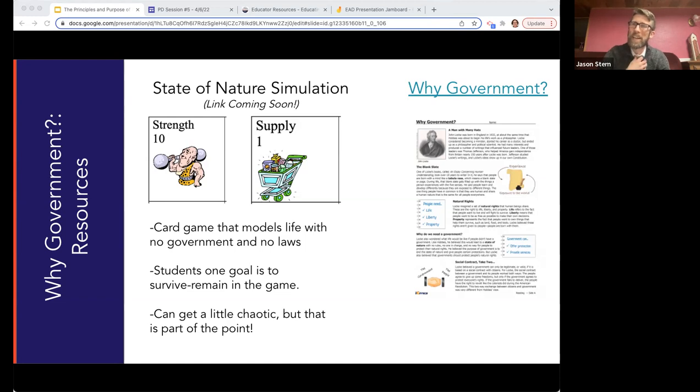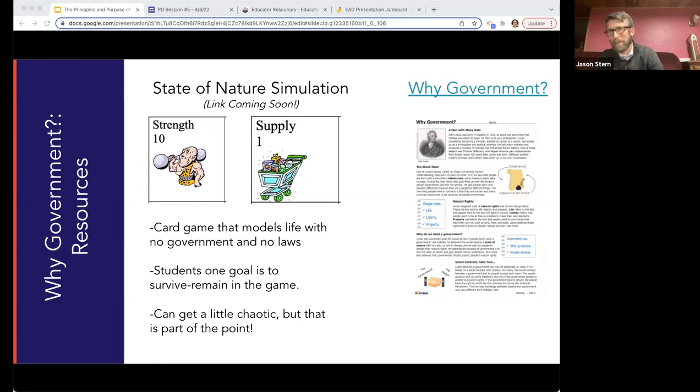But actually what you find is that a lot of them, and if you know anything about the natural rights philosophers, students will band together and try to survive through alliances. And if you do a good amount of prep work before and a lot of debriefing afterwards, it can be a really effective way to introduce teaching about government by having them do an activity that models life without government.